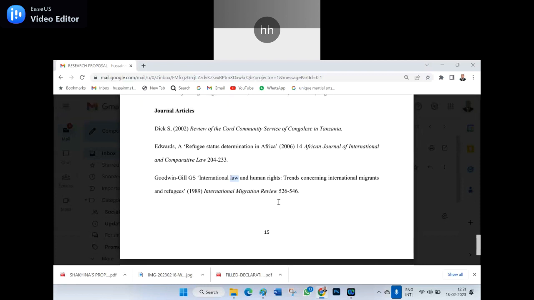Again, the point comes: International Migration Review, this is the journal title, hence it should be in italics. Then the journal title or the newspaper title and the book title should be in italics and end with a full stop, but here they have to write the full stop. And when you are writing the pages, 526 to 546, you have to write the particular pages, small p, full stop. Then you have to write 526 to 546, full stop.